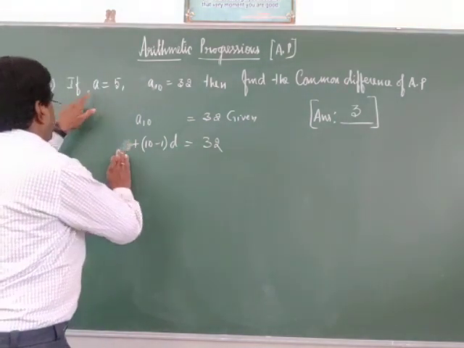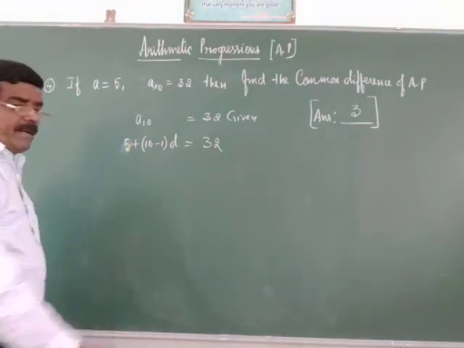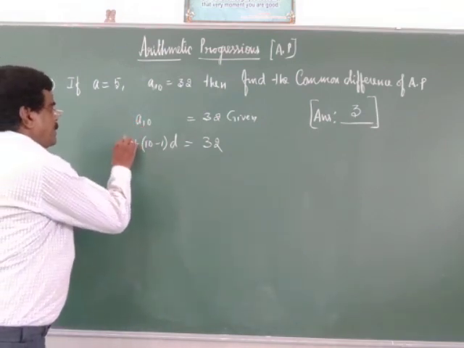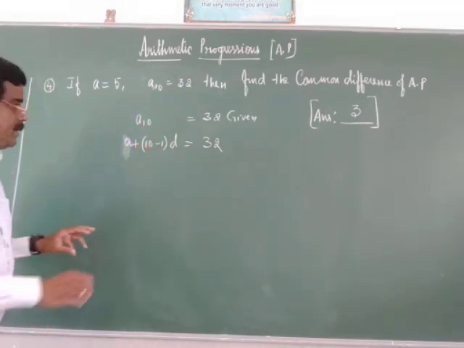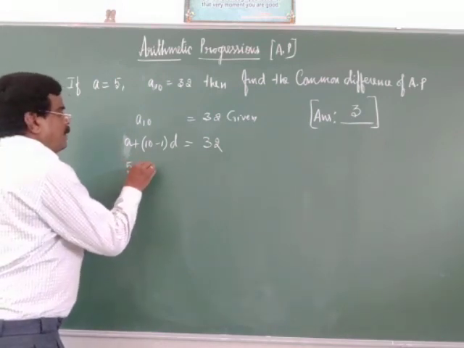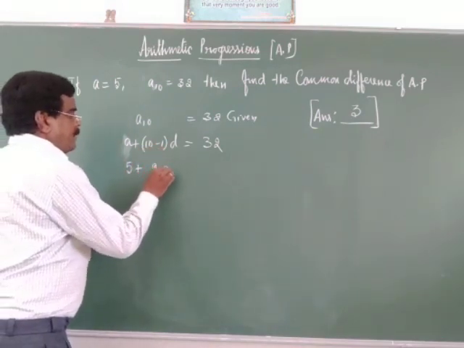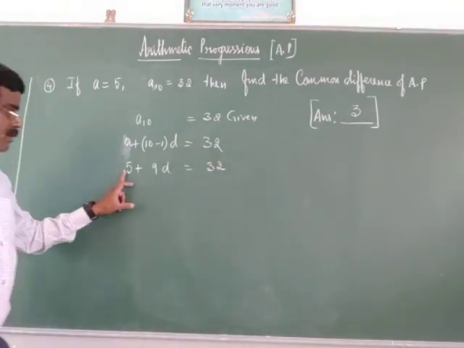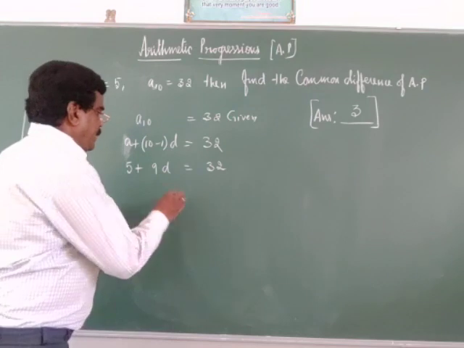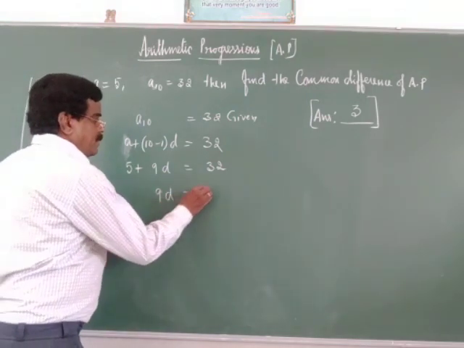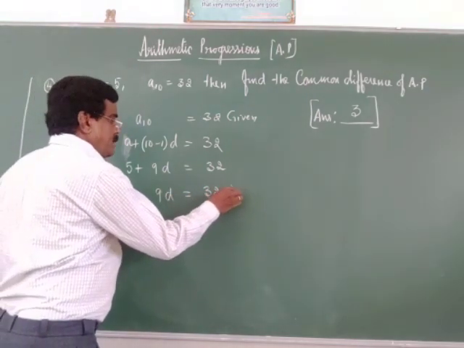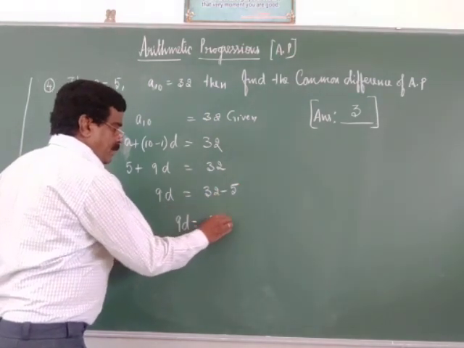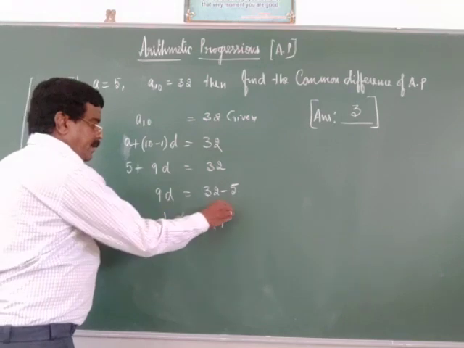Again here, in place of A, 5 is given. So you can write 5, or you can write A first and then change it in the next step. A plus 10 minus 1: here A means 5, plus 10 minus 1 means 9, times the difference, is equal to 32. Now transpose this 5 to the right hand side. That is, 9 times the difference is equal to 32 minus 5, that is 9 times the difference. 32 minus 5 means 27. So 9 ones are 9, 9 threes are 27.